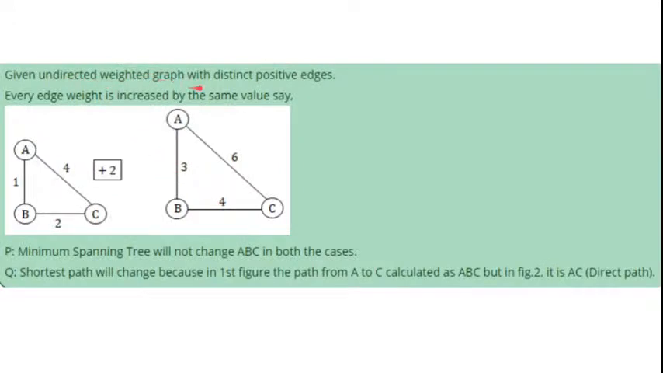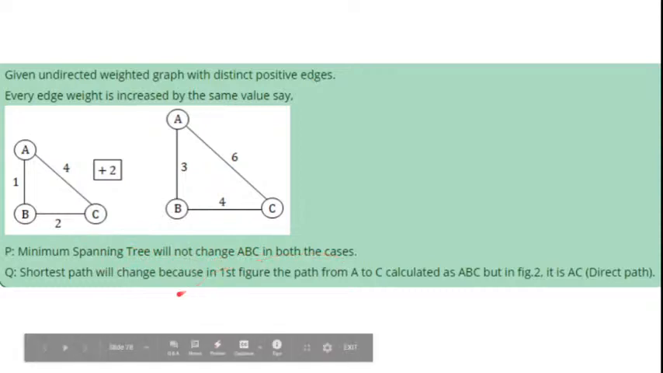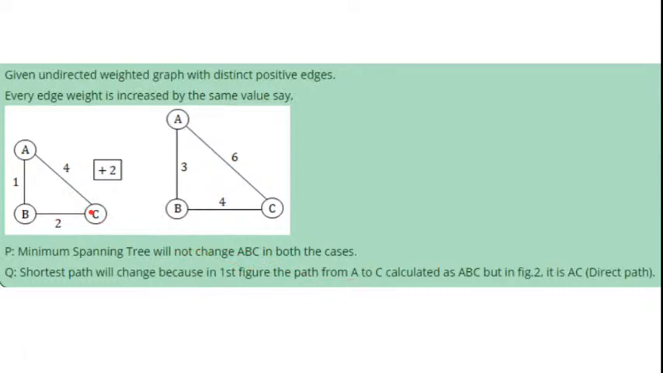For the weighted undirected graph with distinct positive edges, every edge weight is increased by the same value. Suppose here A, B, C, and every edge value is increased by 2, so 3, 6 and 4. In the minimum spanning tree, it will not change, ABC in both cases. But the shortest path will change, because in the first figure the path from A to C is 4, calculated by A, B, C, but in figure 2, AC is the direct path.